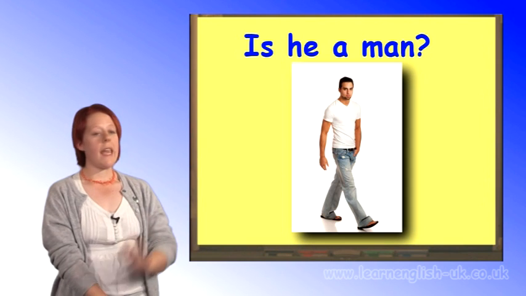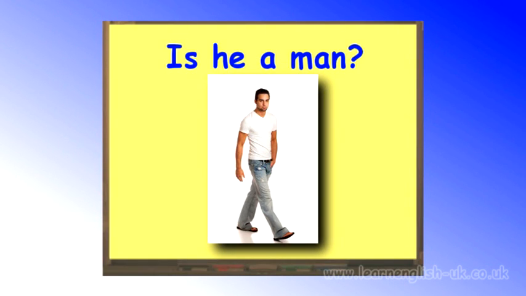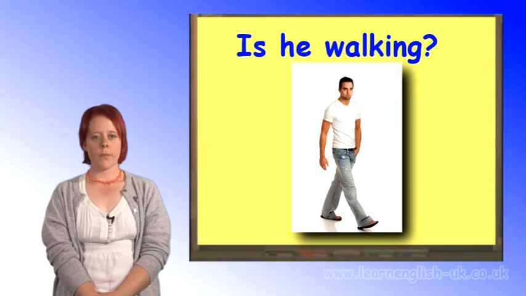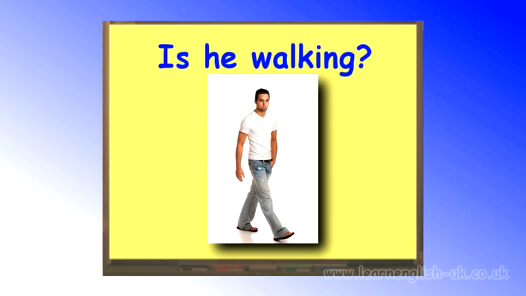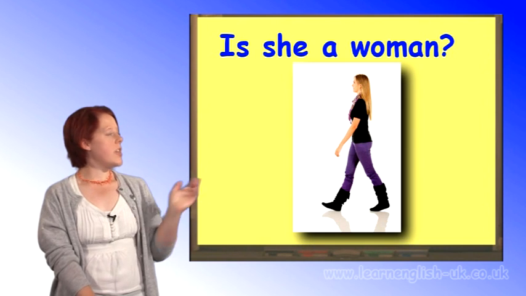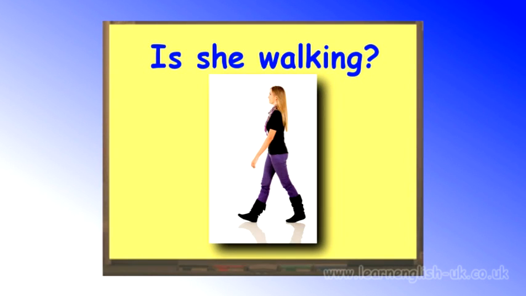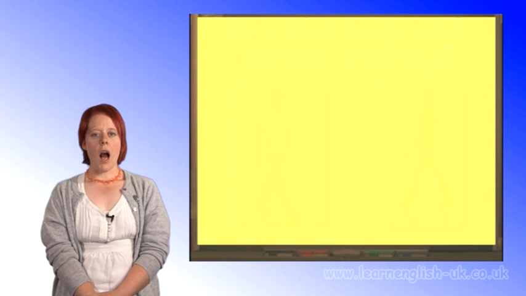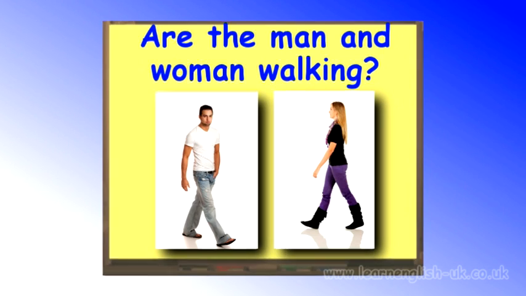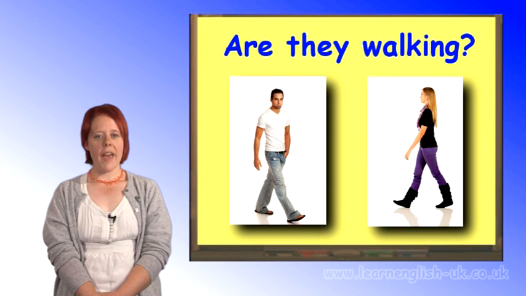Bella, is he a man? Yes, he is. Is he walking? Yes, he is. Zoe, is she a woman? Yes, she is. Is she walking? Yes, she is. Bella, are the man and woman walking? Yes, they are.